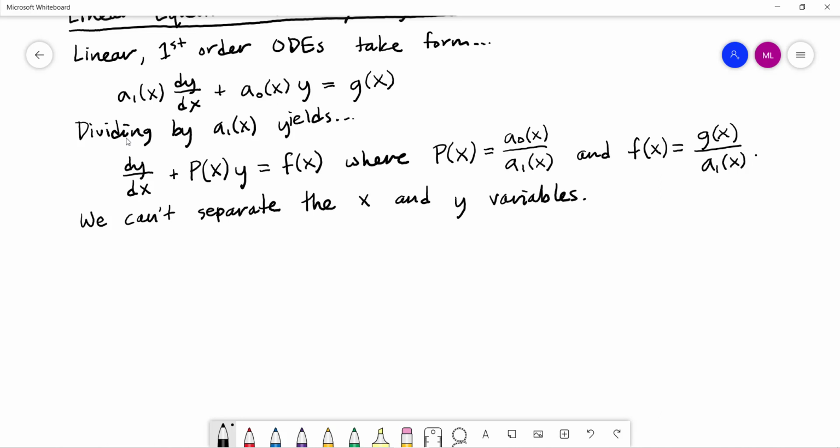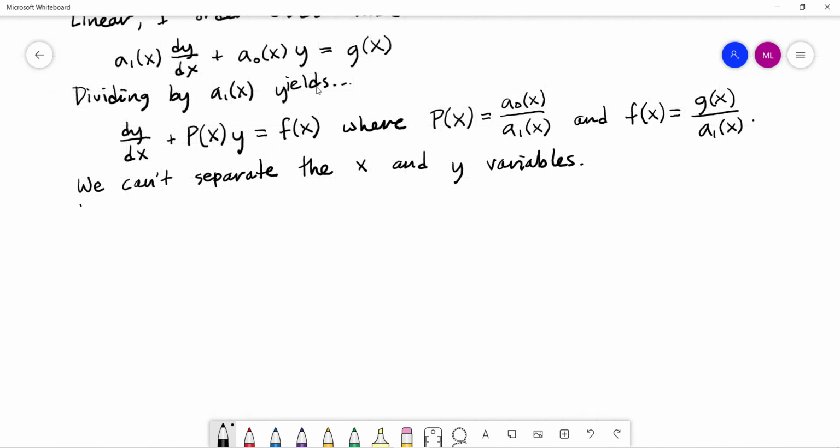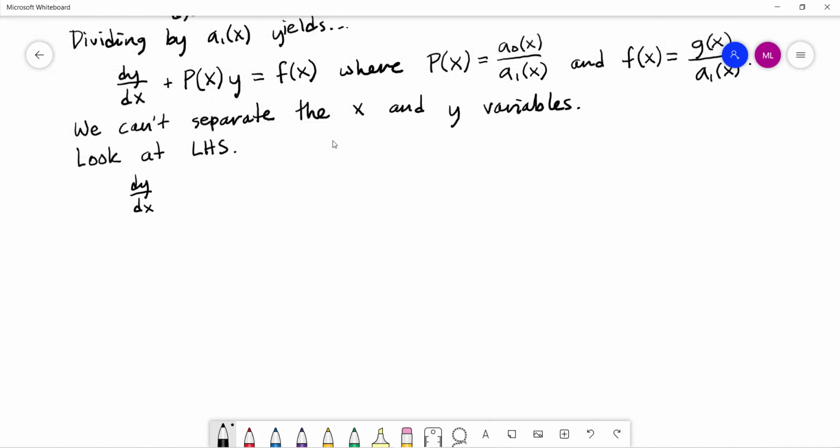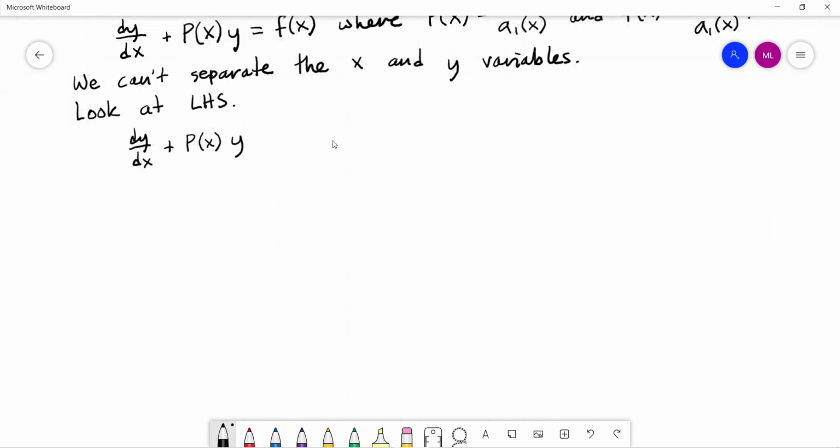Okay, so I want to start by looking at just the left-hand side of this equation. So let's look at the left-hand side. I'm going to, again, abbreviate left-hand side as just LHS. You'll see me often write right-hand side as RHS. But if we just look at the left-hand side, we've got dy/dx plus p of x times y. This first term is the derivative of y. This term, hopefully obviously, is y all by itself.